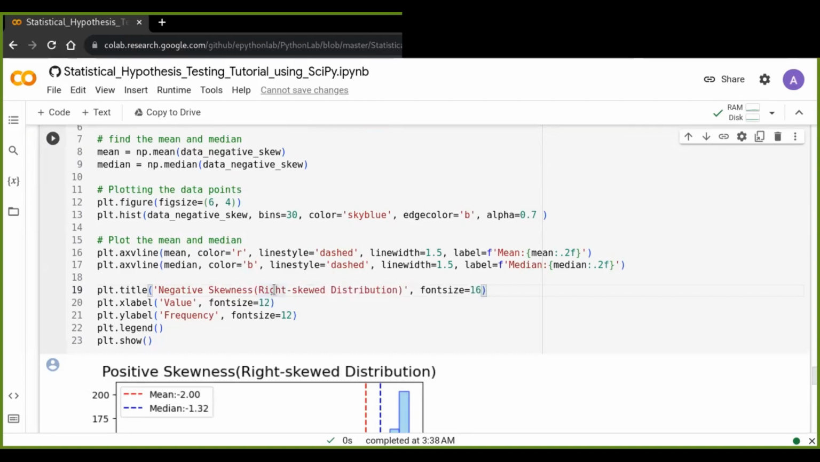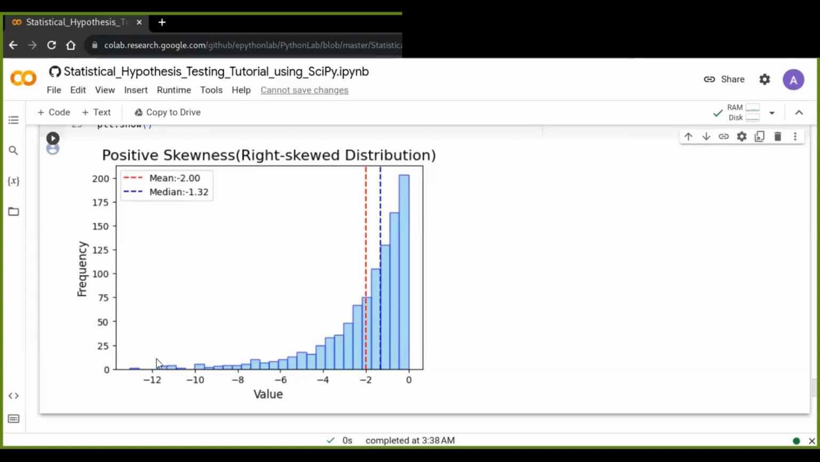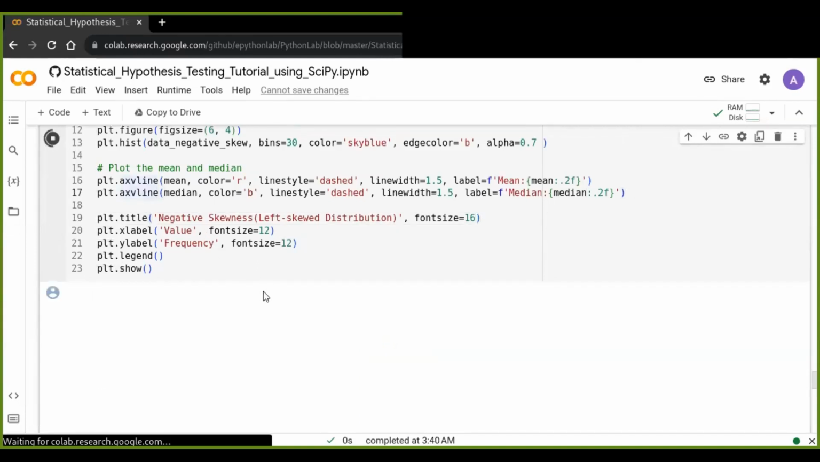Negative skewness, which is left skewed, means the tail on the left side is longer than the tail on the right side. So this is a long tail after the mean of the data points on the right side and the left side. In this case, the mean is typically less than the median. You see, the mean is -2 and the median is -1.3. So we can compare that the median is higher than the mean, which means the mean is lower than the median in the negative skewness.